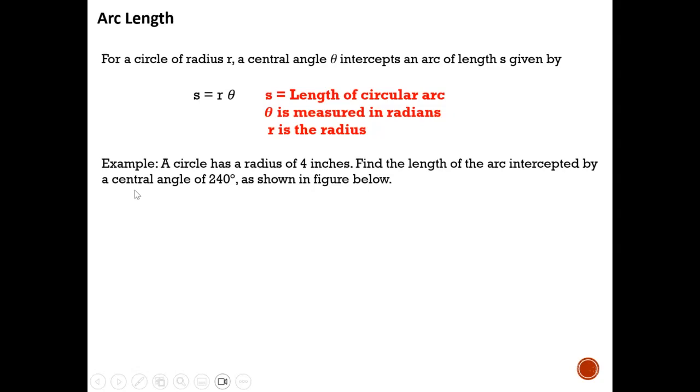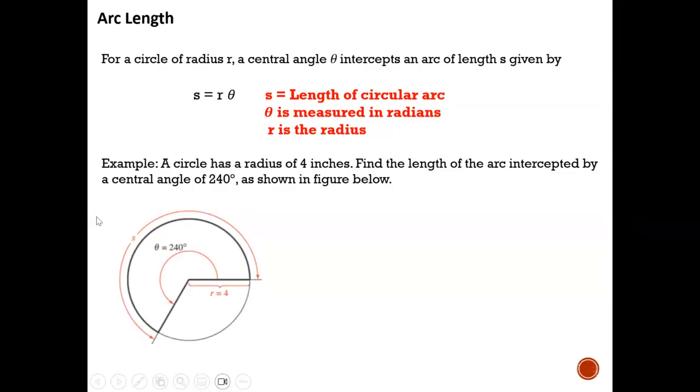Okay, example. A circle has a radius of 4 inches. Find the length of the arc intercepted by the central angle of 240 degrees, as shown in the figure below. So here, guys, what they want is this arc length here. And the 240 is my central angle, and the radius is 4. So this is my formula.